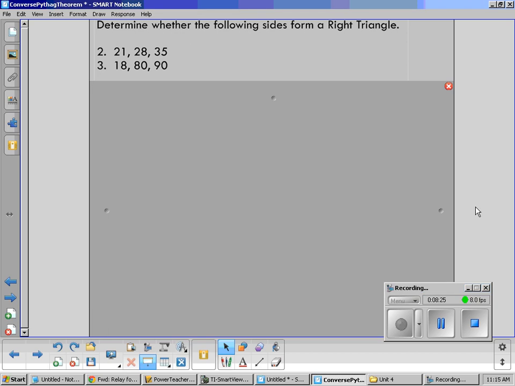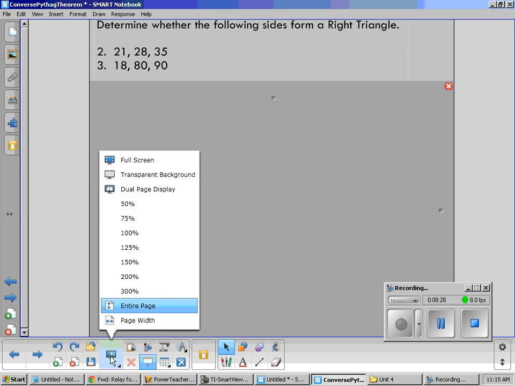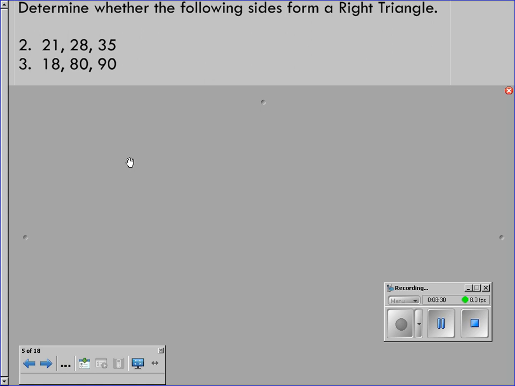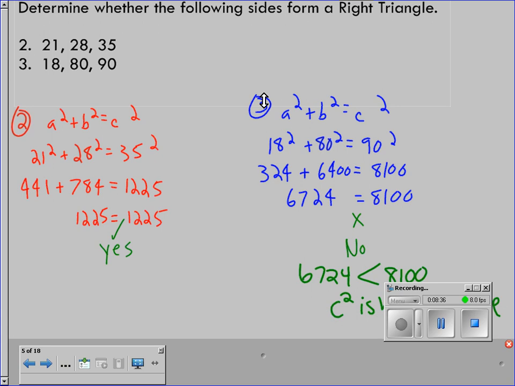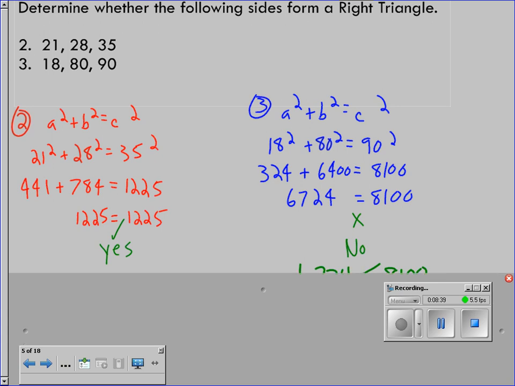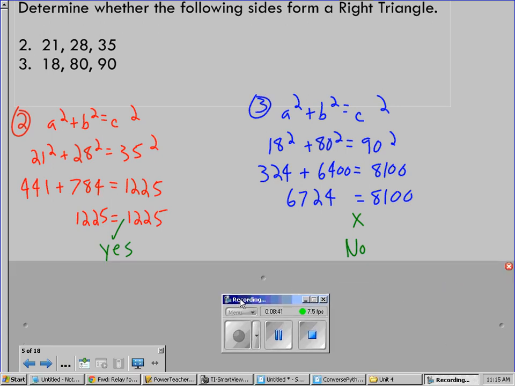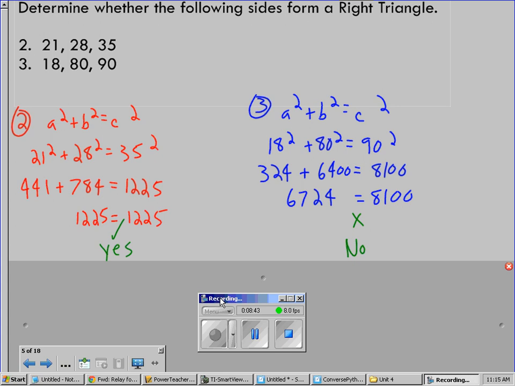And the last warm-up problem, we're just going to go ahead and check and see whether or not they form a right triangle. And I've shown the work here for you so you can look at it at your own pace. So we have 21 is A, 28 is B, 35 is C. The longest side is always the hypotenuse. 18 is A, 80 is B, and 90 is C. So go ahead and check your work on that. Pause it if you need to, and then we're going to move on to notes.